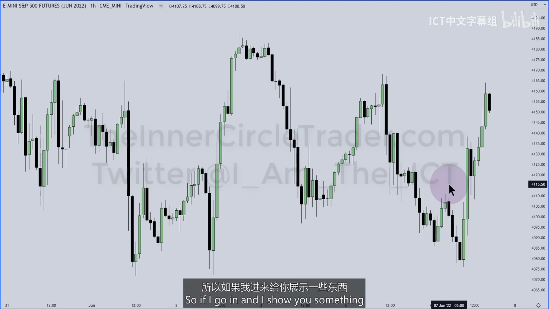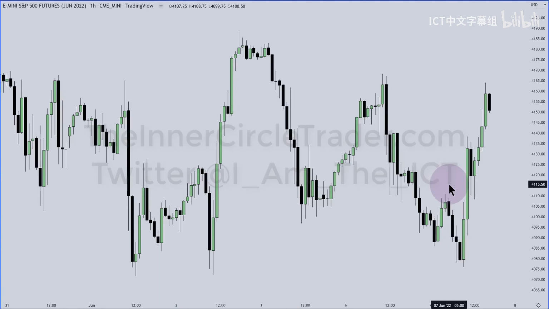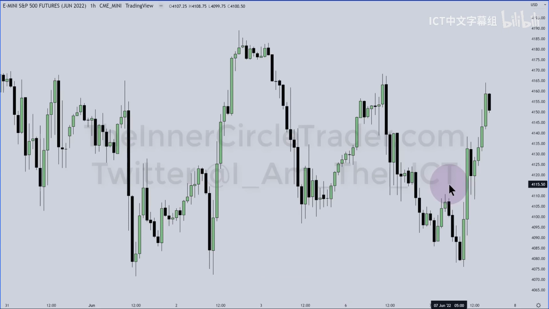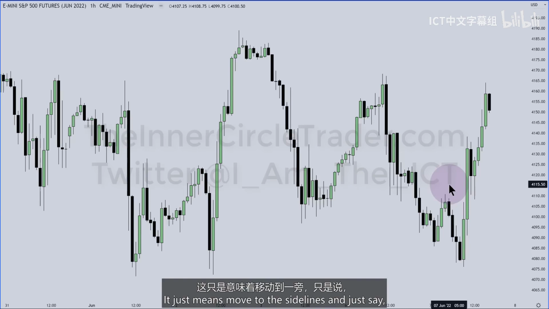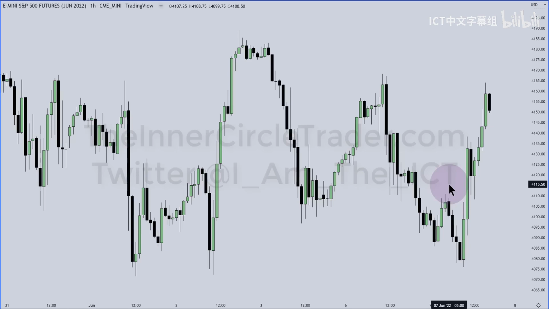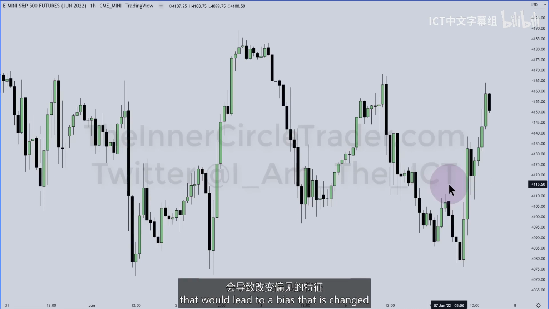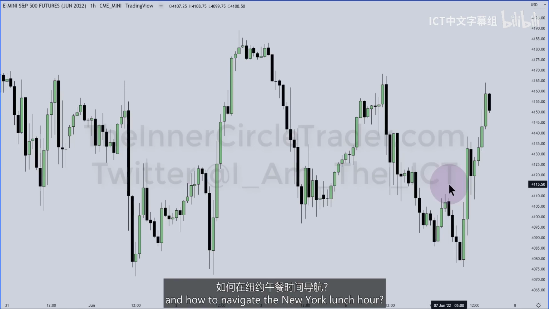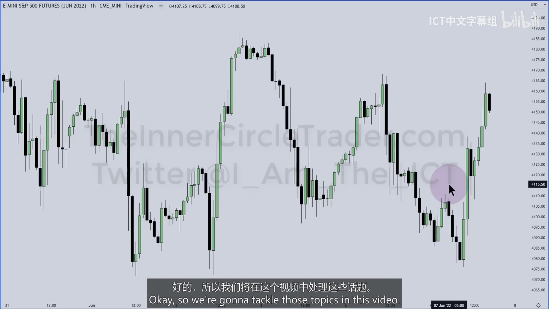So if I show you something in this lecture today, the main takeaways before I get into it are this. What did I do, and how do I go about abandoning a specific bias? How do I change gears if it is applicable? Sometimes it's not applicable to reverse. It just means move to the sidelines and say, I'm not going to do anything. And what are the characteristics that would lead to a bias that is changed? How do you use that logic going forward? And how to navigate the New York lunch hour. We're going to tackle those topics in this video.